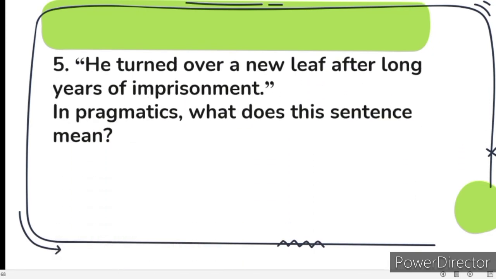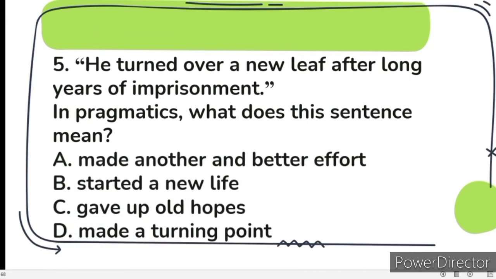Number 5. He turned over a new leaf after long years of imprisonment. In pragmatics, what does this sentence mean? A. Made another and better effort. B. Started a new life. C. Gave up old hopes. D. Made a turning point.